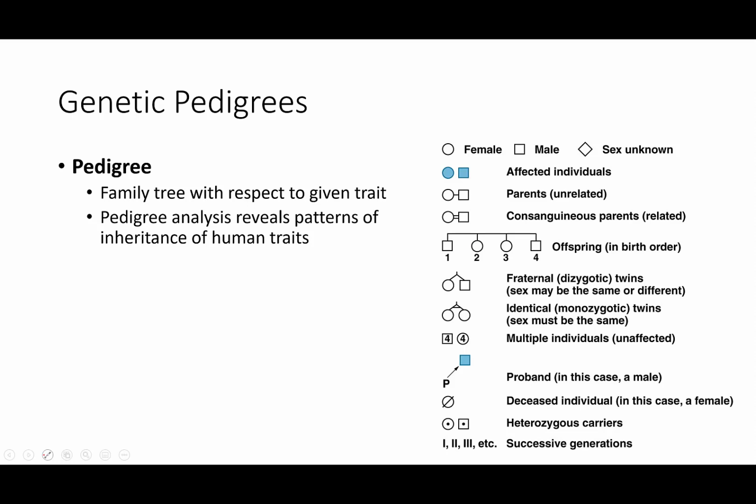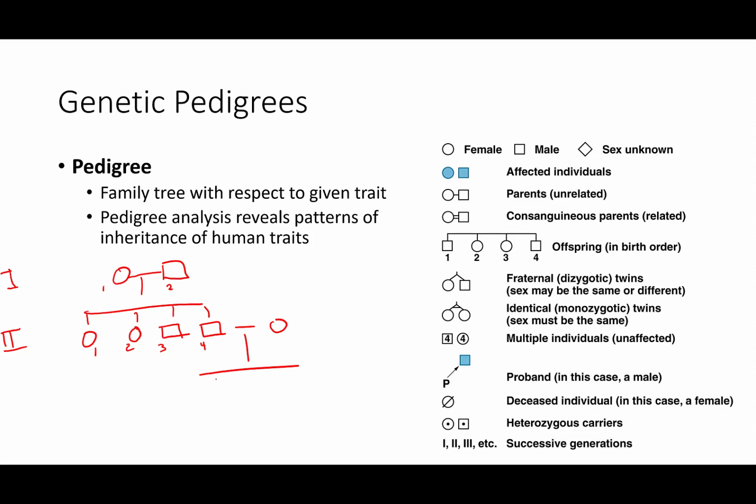Let me just write one out for you. Let's say you had a mother and father, and they have 4 offspring, 2 of which are female and 2 are male. When we do generations, we have a Roman numeral here to designate which generation we're talking about, and then we would number. So this is 1, 2, and this would be 1, 2, 3, 4. Let's say we had another marriage, and they had 2 kids that were both male.